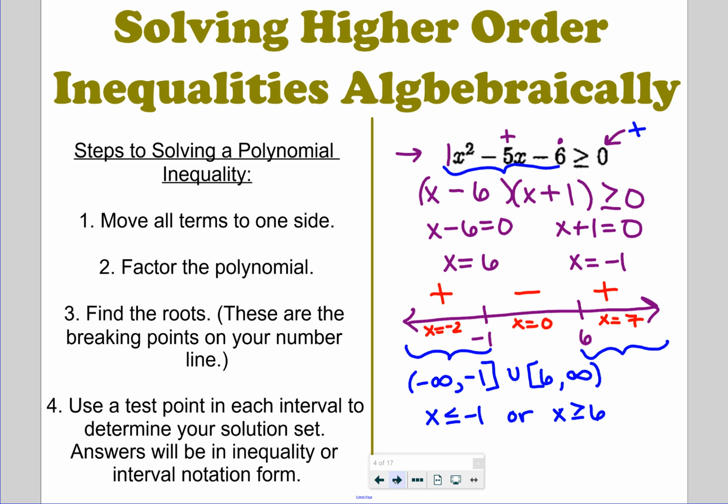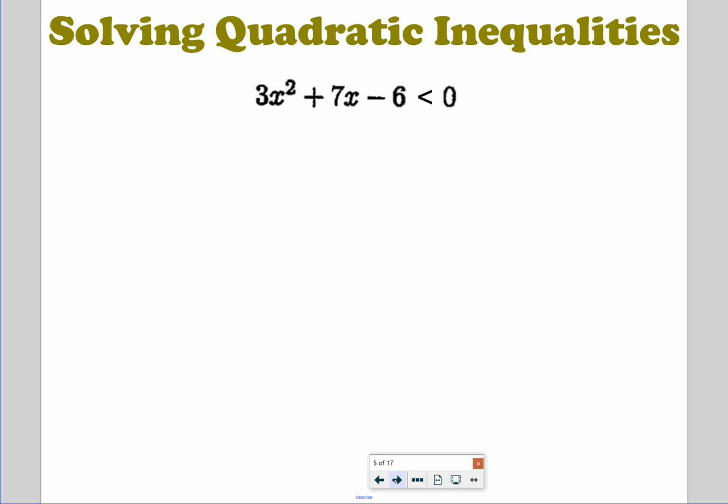Okay, so now let's practice this process. Here's another quadratic inequality. First step, remember, get it compared to 0. It's already compared to 0 for me. Second step is to factor. So I do have a number in front of the x squared. It doesn't look like any of my terms have anything in common. I don't have 4 terms, so I can't use grouping yet. This is the method where, I guess technically it's called grouping.